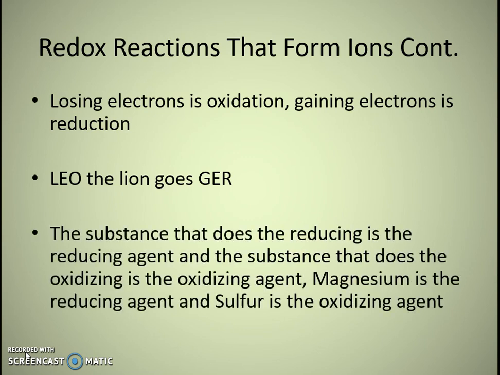And within that, we also have a reducing agent and an oxidizing agent. The substance that does the reducing is the reducing agent. So in that case, magnesium was reducing the sulfur because it was giving electrons to the sulfur. So our magnesium was the reducing agent. And then our sulfur was allowing magnesium to be oxidized. It was helping magnesium gain charge because it was taking those electrons. So sulfur was our oxidizing agent.